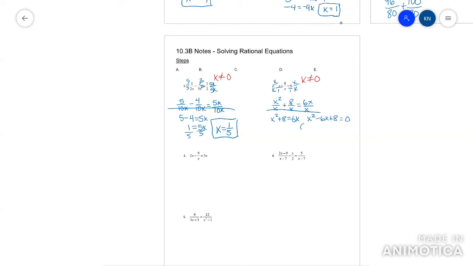And so now you could factor it and you'd get x minus 4, x minus 2. The reason you factor it is because now you can just set each of those factors equal to 0 and solve, and get your answers. This one has 2 of them.